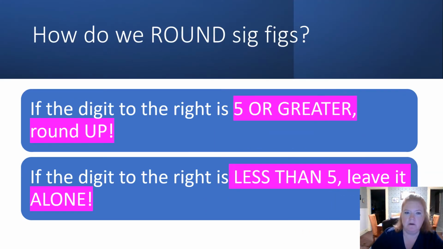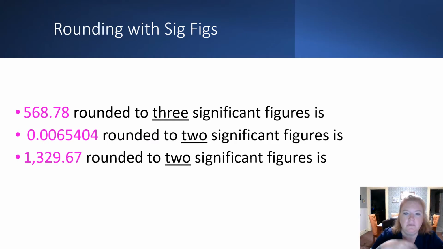Okay? So remember, when we round, you should know rounding rules, right? So if it's 5 or greater, round it up. If it's less than 5, leave it alone. Don't round it up. Leave the digit as it is. Okay, so if I want to round this to 3 significant figures, first, second, third significant figure, I look over here. Oh, a 7 tells me I should round it up, so it should be 5, 6, 9.